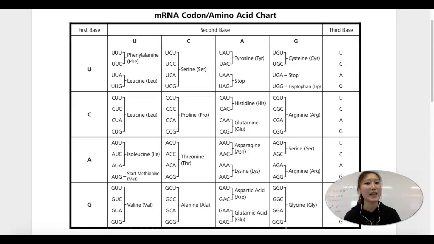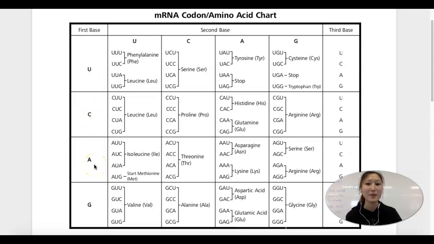The ribosome reads the mRNA 3 bases at a time, so one codon has 3 mRNA bases in it. So for example, if we want to look for AUG as an mRNA codon, and we want to figure out what amino acid corresponds to that particular codon, we look on the left side first. That's your first base, right? So if we're looking for AUG, the first base is A. So we find A right here.